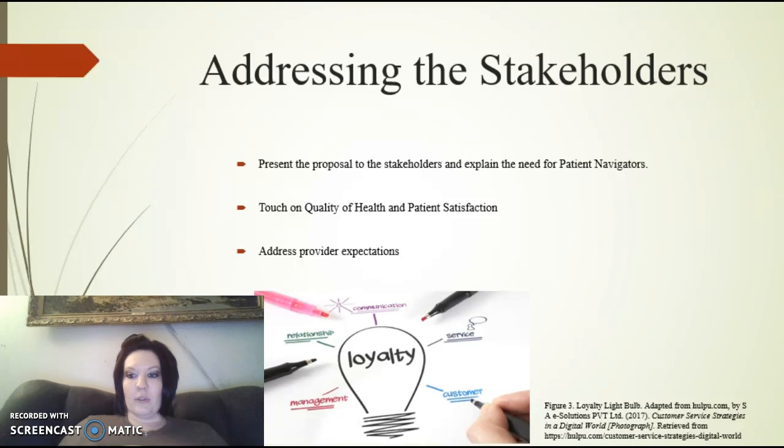When addressing the stakeholders, it will be important to discuss the cost of the project, the outcomes to be expected, the quality of patients' health that will be improved, provider expectations and satisfaction, and the quality of life that patients will receive, and how this project will help with patient satisfaction.